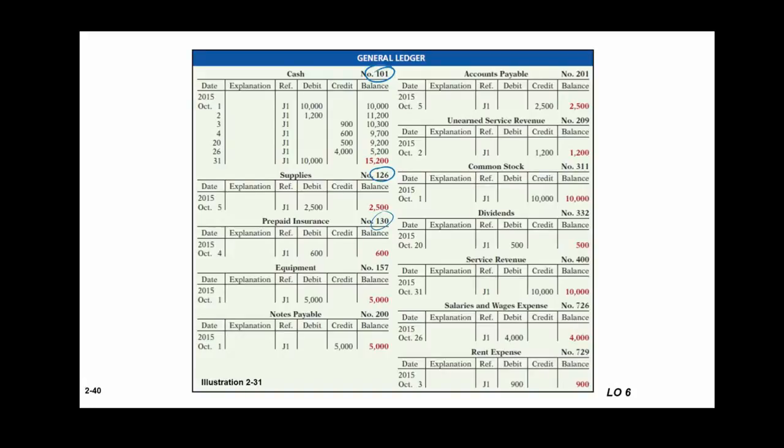Remember what we discussed last time. Do you remember that form? It's what we have here. We have the date. The explanation most of the time is left empty because you can always find it back in the journal, so there is no need to be redundant. This is the reference to the journal page. Then we have 3 columns for 3 amounts: the debit column, the credit column, and the balance, which is calculated after every transaction. So after every entry, we calculate the balance. So you can say immediately that on, for example, October 20th, the balance was 9,200 in our cash account.